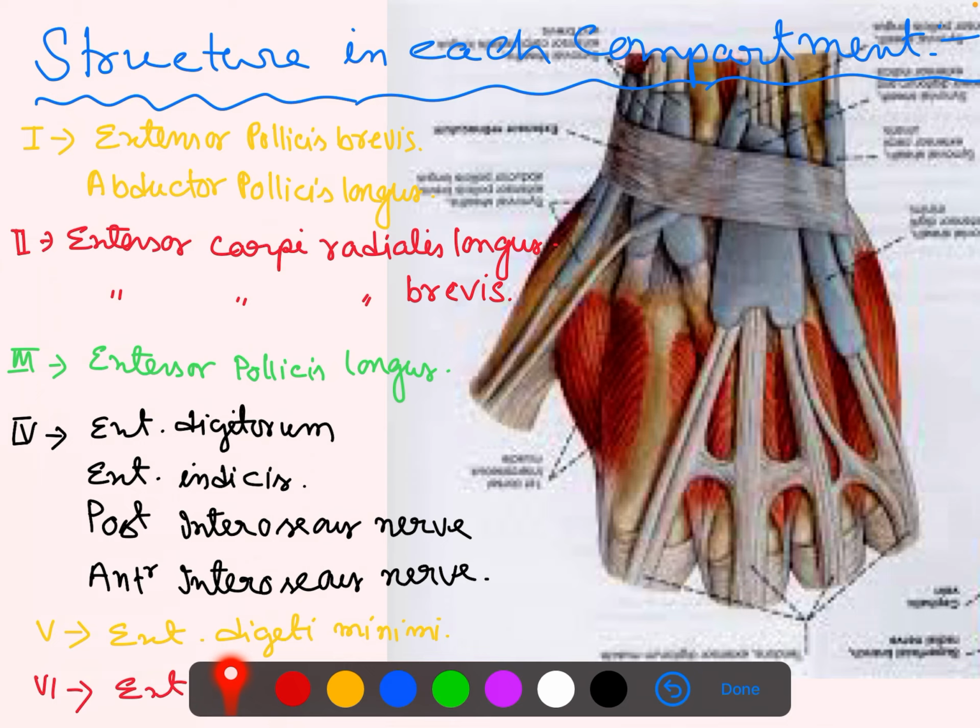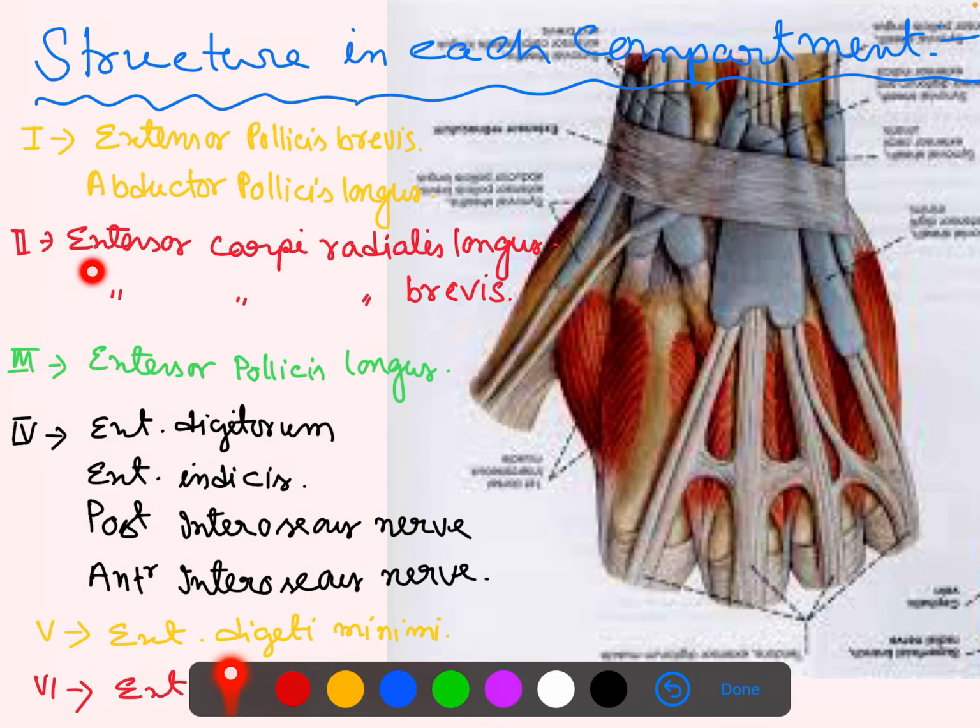In the first compartment, there are 2 things: extensor pollicis brevis and abductor pollicis longus. This is the first compartment on the side of the thumb, where one is for extensor pollicis brevis and another is for abductor pollicis longus.